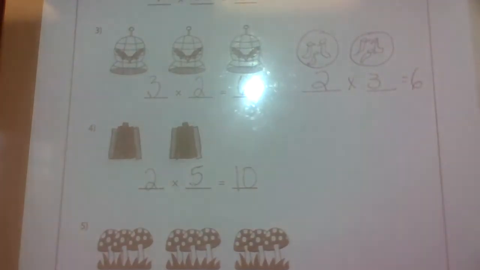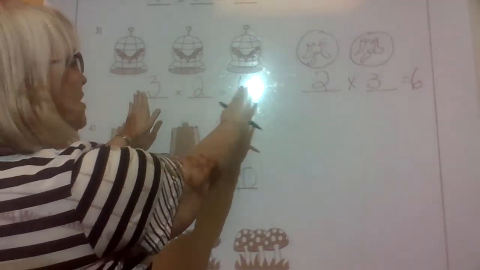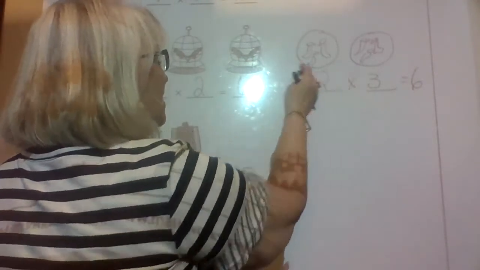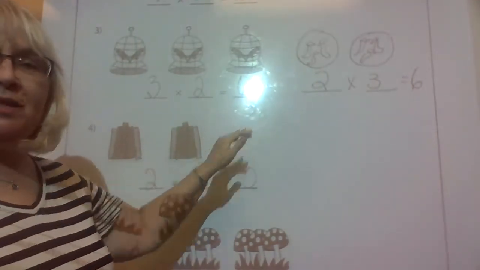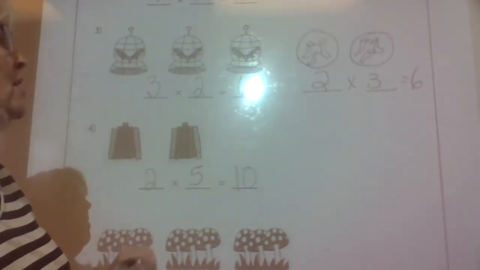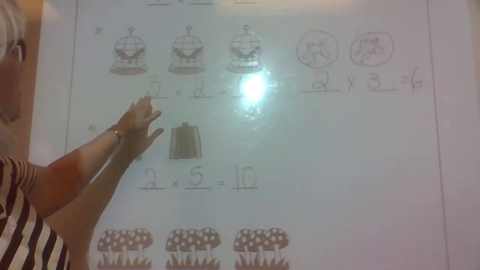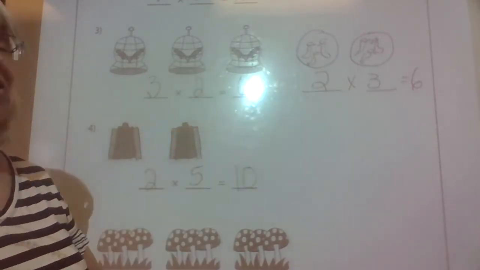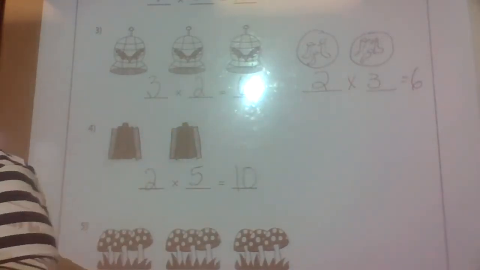Okay, what I want you to see very clearly is the difference. It's a commutative property. We can switch 3 times 2 and 2 times 3. They both equal 6. The answer does not change, but the meaning of it does. This is 3 groups of 2, and this is 2 groups of 3. Okay, something just to keep in your head.